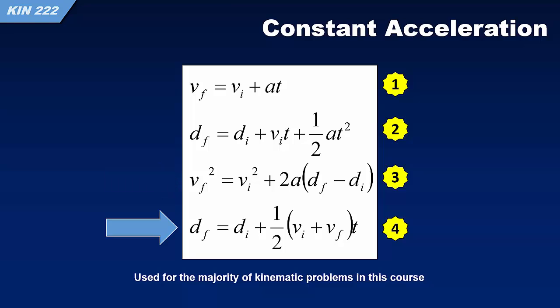And the fourth equation doesn't have acceleration explicitly. It still takes acceleration into account, but acceleration is not a variable in the formula. So if you have a situation where you don't have acceleration explicitly, but you have some other variables, this fourth formula can be useful. These four formulas are used for the majority of the kinematic problems that we're going to look at in this course. I would encourage you to look at the linear kinematic problem sets, as a lot of those questions are applications of these four equations.